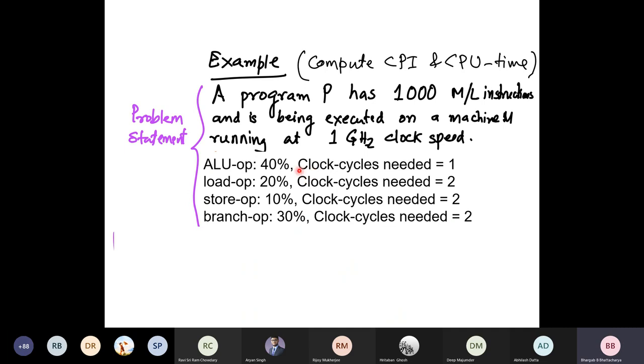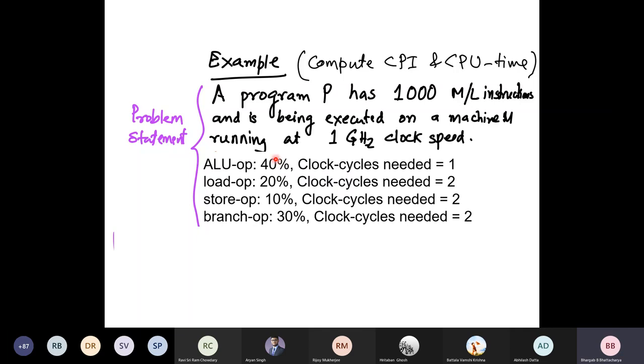And let us assume that number of clock cycles here is 1, because this is ALU operation, that means it is CPU bound. So number of clock cycles required is small. This is load operation, that means it is memory bound, and therefore it is a little slower and it needs more clock cycles. We have just seen that load operation is quite complicated. There are so many transactions you have to perform, right? So assume that the number of clock cycles is 2 here. Similarly, store is also memory bound. So 2. Branch operation, let us assume that it is 2.